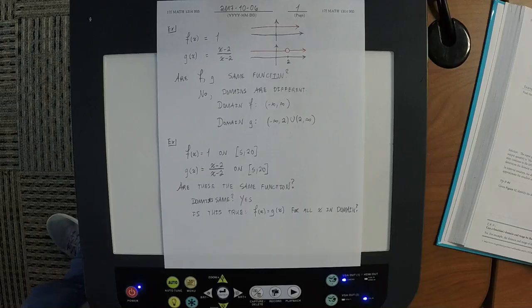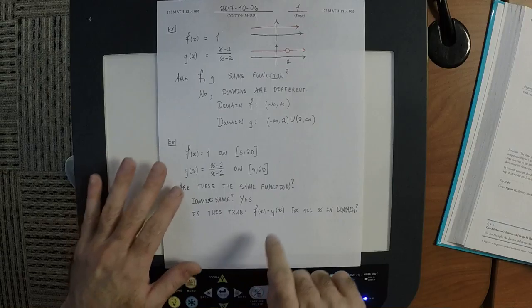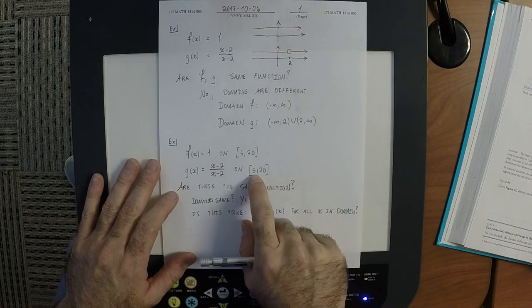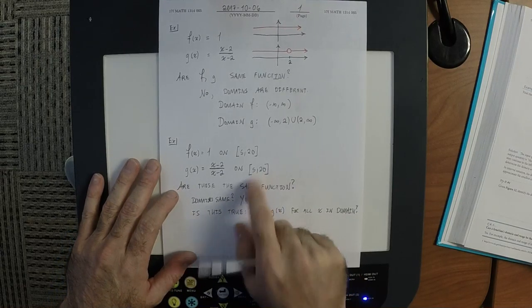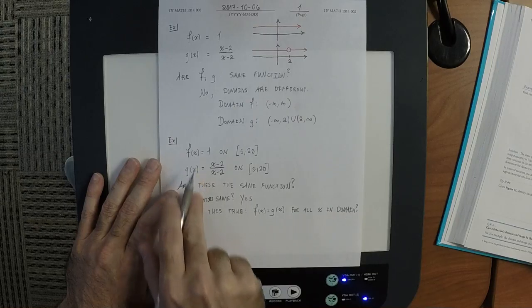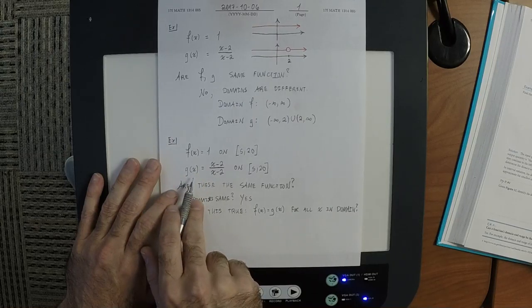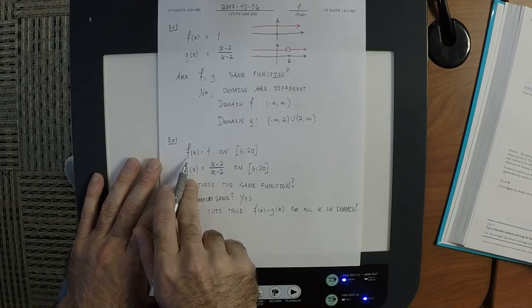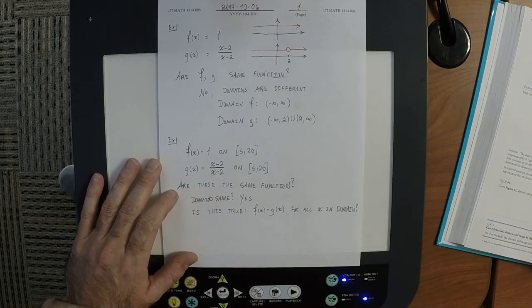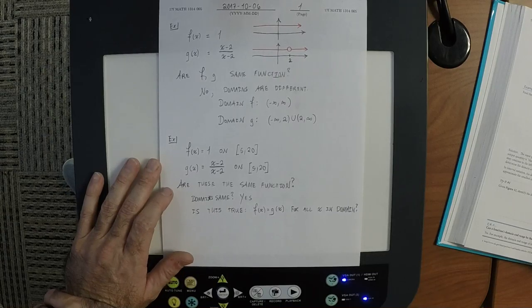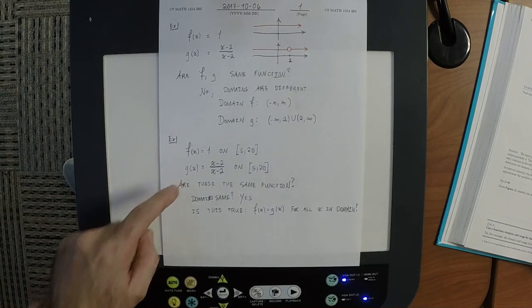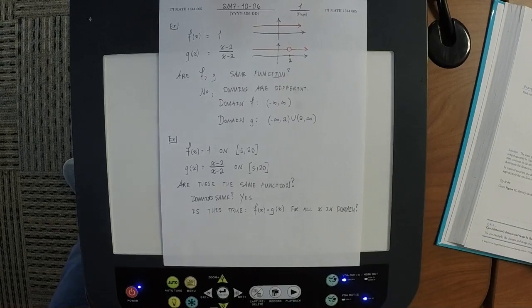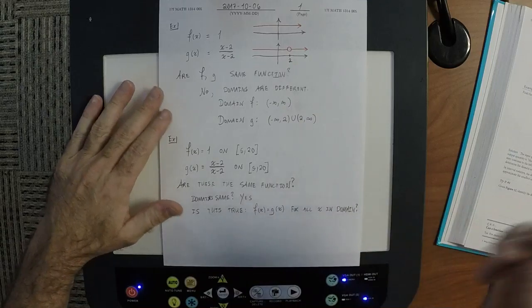It is true, right? So, for example, something that's in here, about 8. If you plug in 8 into f, you get a 1. And if you plug 8 into g, you get a 1. And if you plug in 9.37 into f, you get a 1. If you plug 9.37 into g, you get a 1. The only place where g would not give you a 1 is at 2. But is 2 in the domain? It's not. So these are the same.